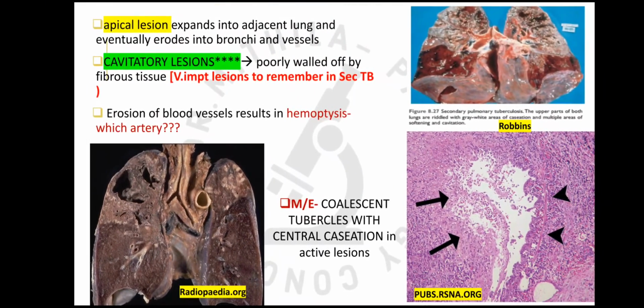And in microscopy there are coalescent tubercles and there is caseation. There is an image showing the bronchial wall lined by columnar epithelium, and it is eroded by this caseating granuloma. So there is a bronchial wall and this is a granuloma which is eroding this bronchial wall.